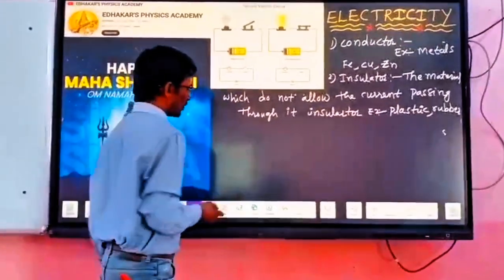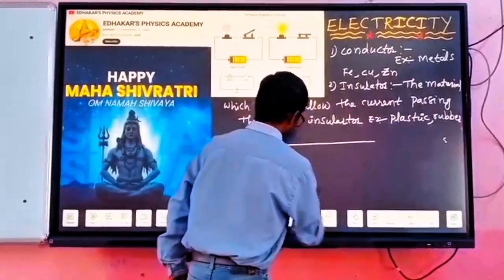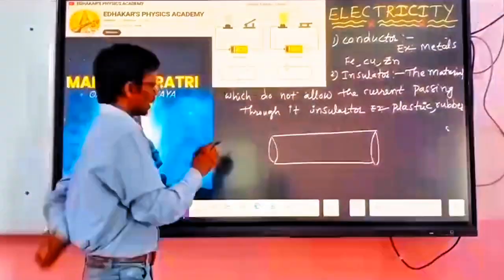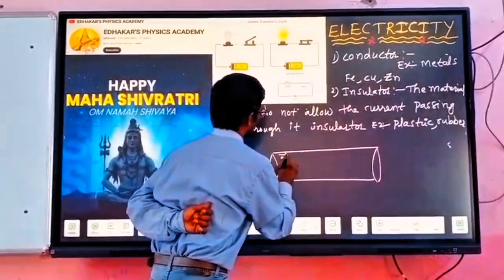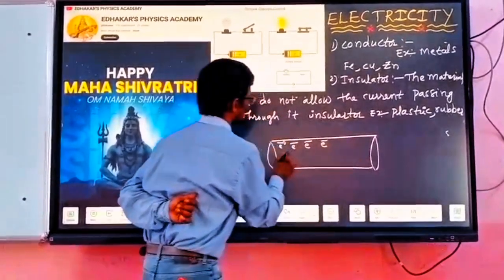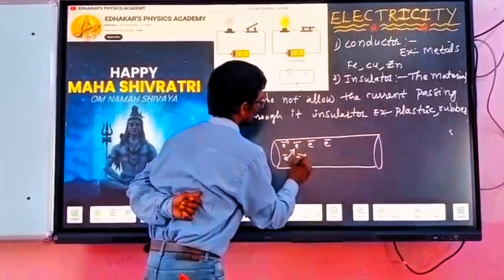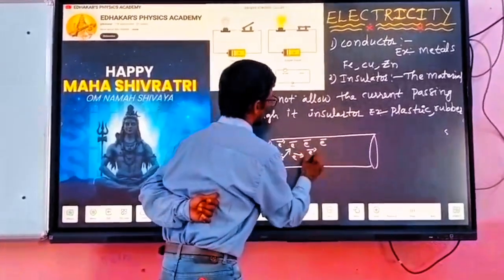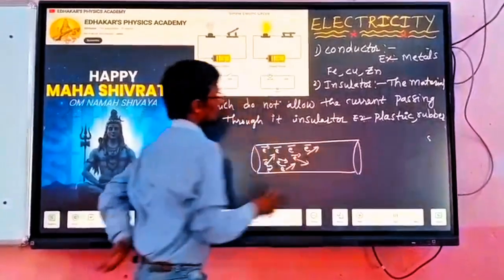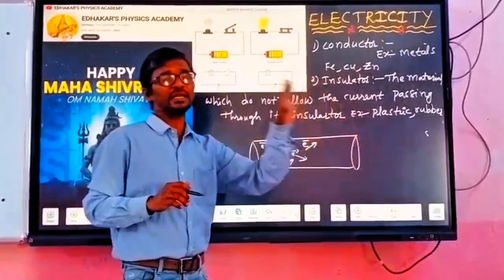Suppose we take a conductor. A conductor is nothing but a wire. So what is present inside the wire? Electrons, with negative charge. E minus means electrons. These electrons are randomly moving in different directions. In a conductor, free electrons are present, and because of free electrons, these materials act as a conductor.